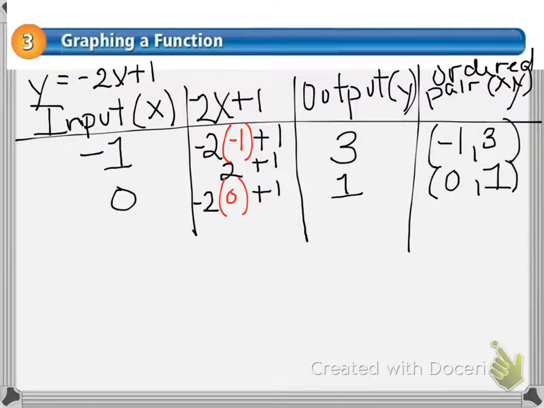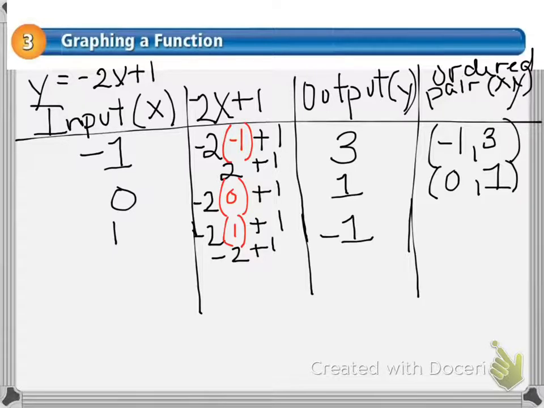The next one we're going to do is, let's put 1. Let's put a 1 in there. We might have to make this longer. Okay, negative 2. Substitute a 1. And then add 1. That's the equation. So negative 2 times 1 is negative 2 plus 1. Well, negative 2 plus 1 would leave me a negative 1. So that ordered pair, let's make that uniform, is 1, comma, negative 1.